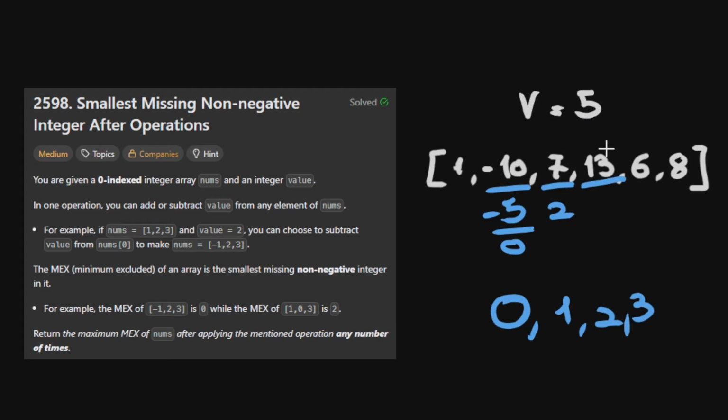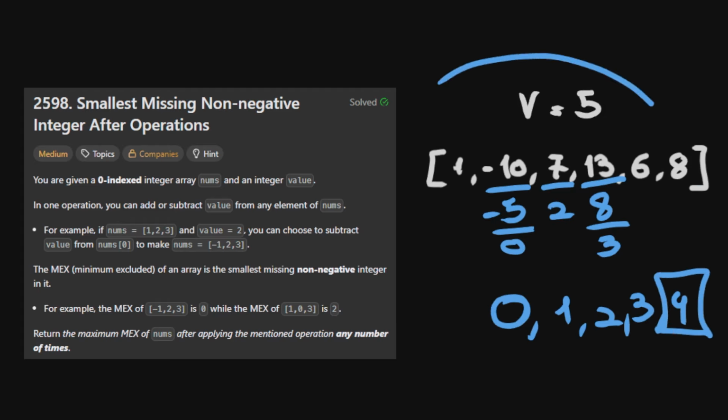We could subtract 5 here, the result is 8. We subtract 5 again, the result is 3. So now we have 3 and we are trying to get 4. If we remove 5 from here, the result is 1. And if we remove 5 from here, the result is 3. So there's no way to get 4. And given that we can't get 4, we return 4 for this input.